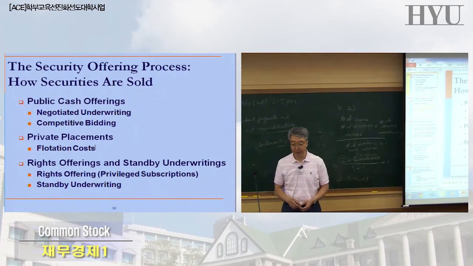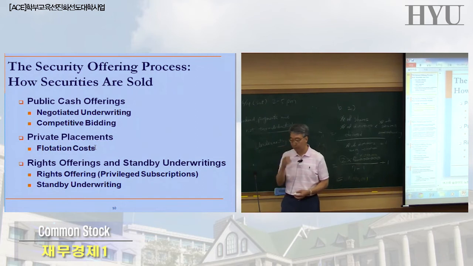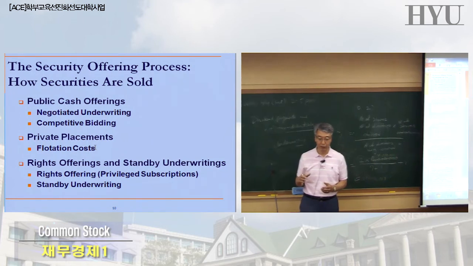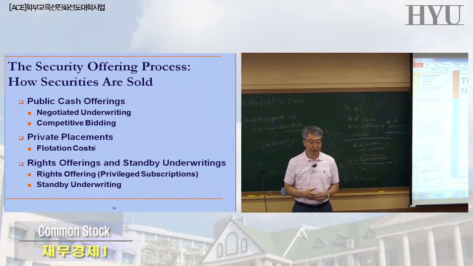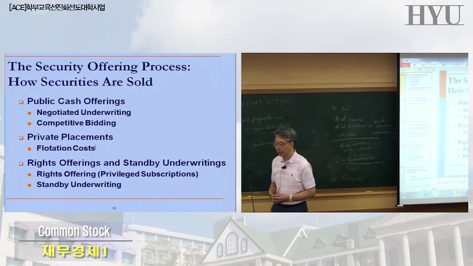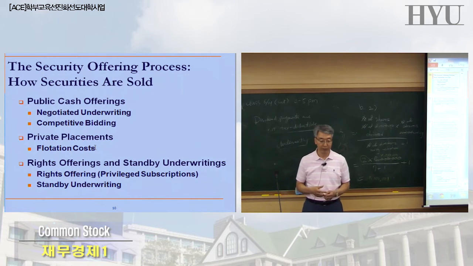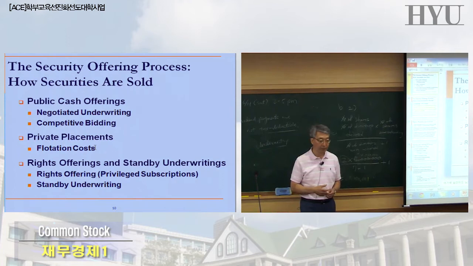And negotiated underwriting means the company that's issuing the security or common stock negotiates with an IB, or investment banker. Again, most large corporations maintain a constant relationship with investment bankers. So they will negotiate: we need to raise some capital, say $500 million. And the investment banker will advise what is the best way right now and what kind of interest rate you can expect, and so on.